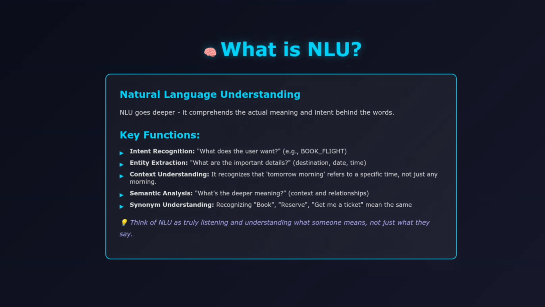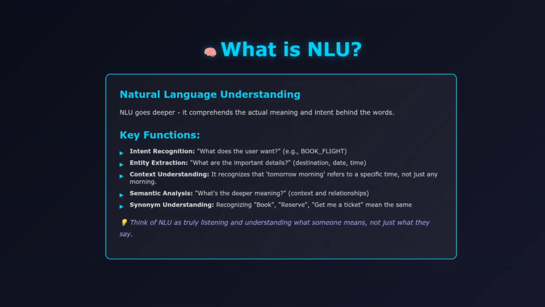Now we move to the next level, NLU, or Natural Language Understanding. Here's the key difference. While NLP is mechanical, NLU is intelligent. NLU actually tries to comprehend what you mean. Going back to our example, "Can you help me book a flight to Paris tomorrow morning?" After NLP has tokenized and organized this sentence, NLU steps in and asks, "What does the user actually want?"